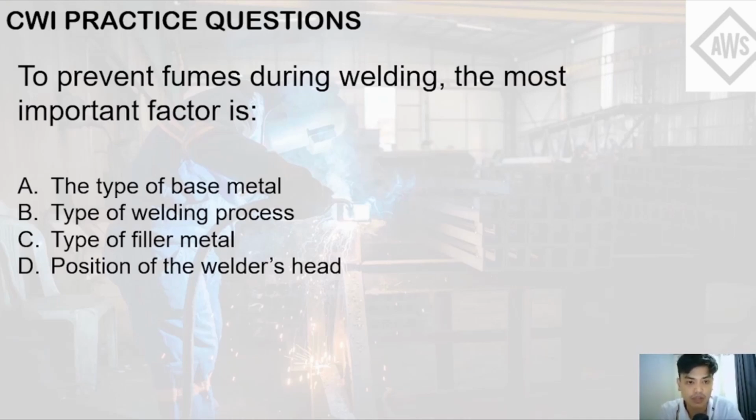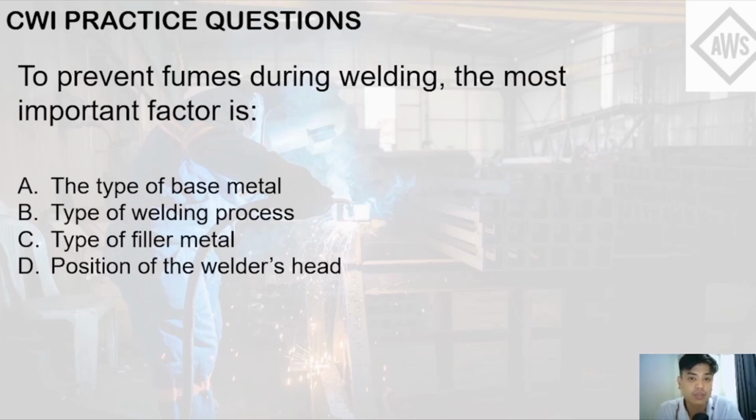It is different because of different filler metals that are used, different base metals, and the flux that is used for that specific filler metal, and the duty cycle used in the welding machine. So it differs depending upon the welding process. So letter C, the type of filler metal. As I've mentioned, it depends on the composition of that filler metal. Letter D, the position of the welder's head.